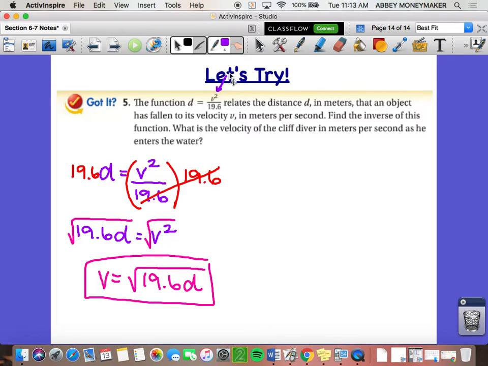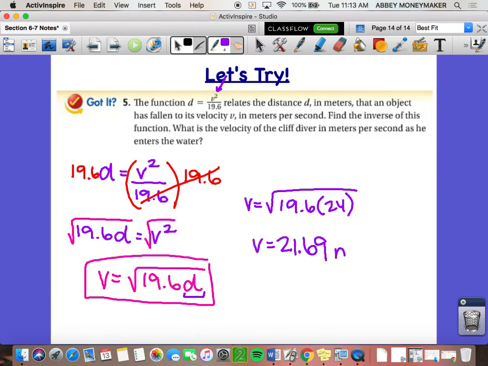And now it wants me to find what's the velocity of that cliff diver as he enters the water. So our distance is the same as the last problem, 24. So we're going to say v is equal to the square root of 19.6 times 24. So let's figure out with our calculator here. The square root of 19.6 times 24 is equal to 21.69, and what is that, meters per second.